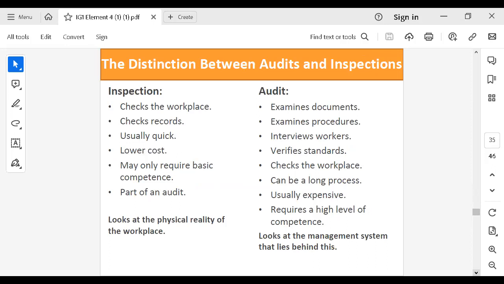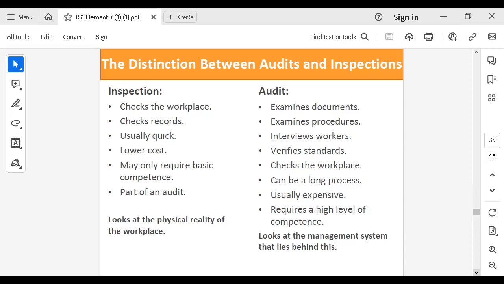Then the distinction between audits and inspection. During inspection, we will check the workplace. We will check the records, and it is usually a quick process, with lower cost. Inspection may only require basic competence of the inspector. And this is part of an audit. During inspection, we look at the physical reality of the workplace.